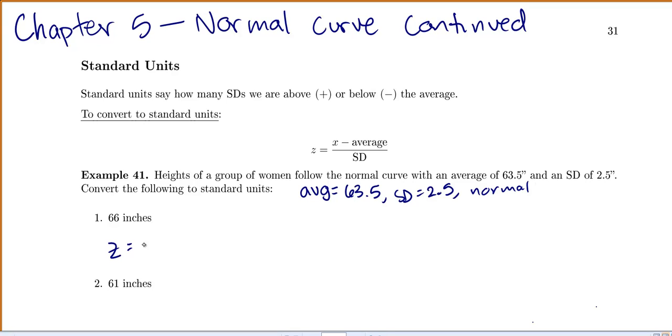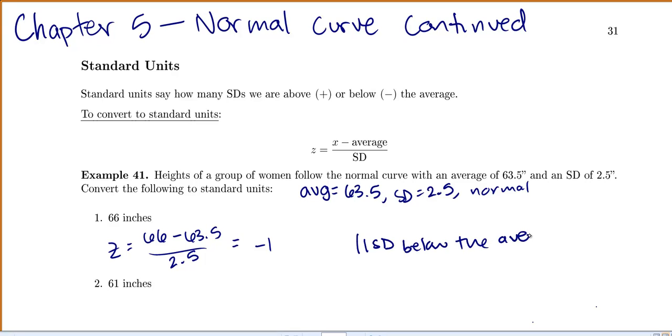So z is going to be our value of 66 minus our average of 63.5 divided by our standard deviation of 2.5. This gives me 1. This means that I am 1 standard deviation above the average because z is 1.